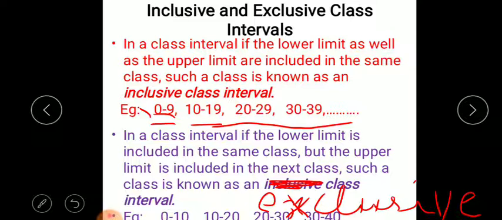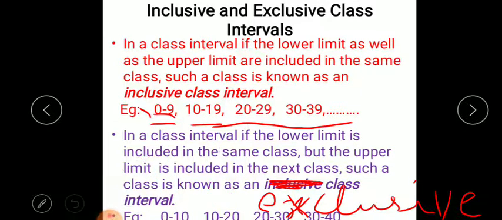A very important point in statistics: mostly, if it is not mentioned in the problem, then it will be an exclusive class interval only. If they have just asked you to prepare a class interval or a frequency distribution table, then you have to prepare exclusive class intervals, and assume that all the tables are exclusive, that is less-than class intervals: 0 to less than 10, 10 to less than 20. Suppose I have a value, say 20, in which class will it come?